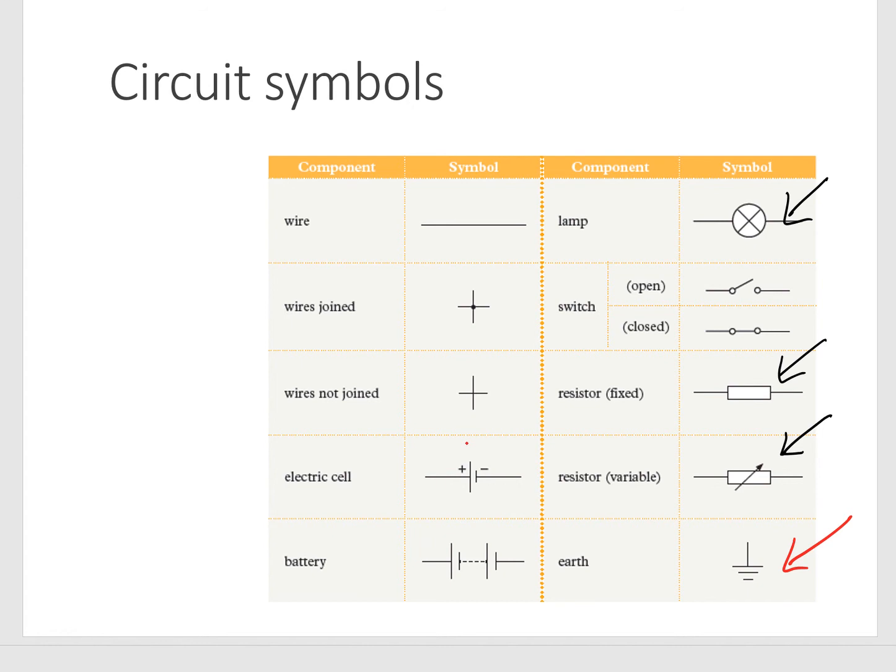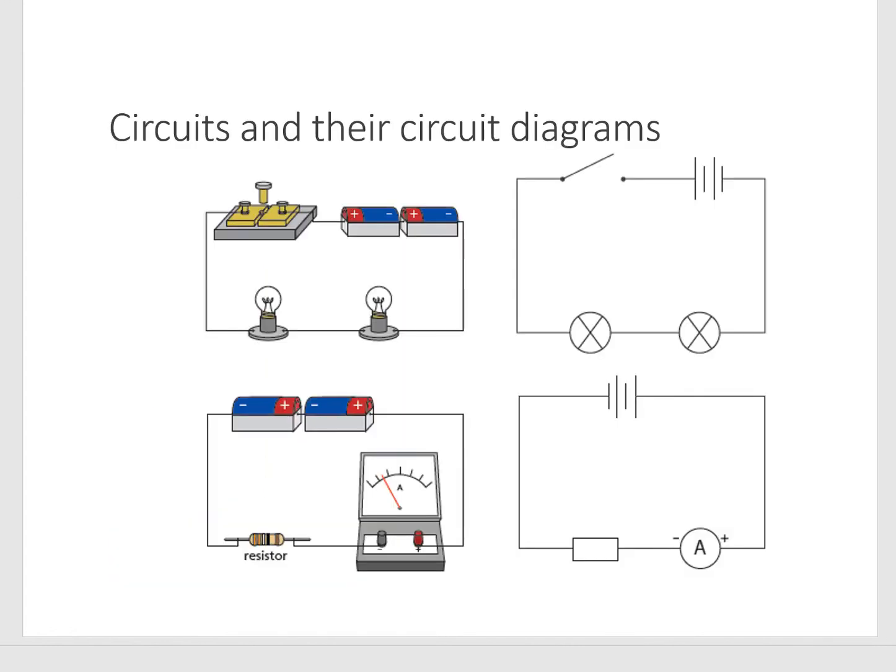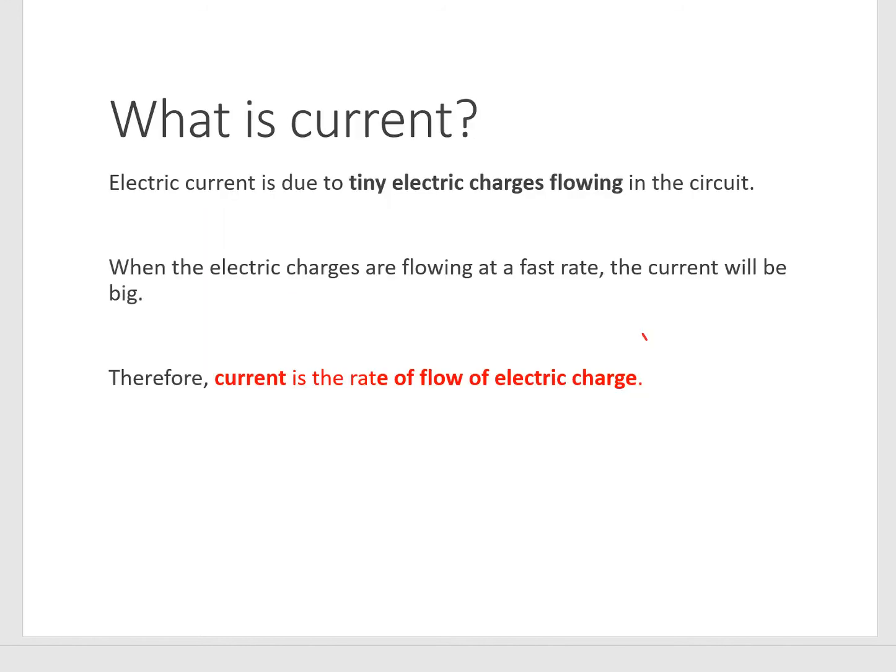Electrical cell means when you have only one. So if you buy a AA battery, this is an electrical cell, just one. But if you connect them in series, 2 of them or 3 of them or 4 of them, then we call it a battery. Of course, knowing them, the circuits, you'll be able to draw a diagram.